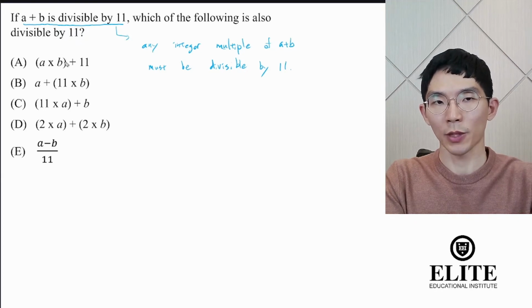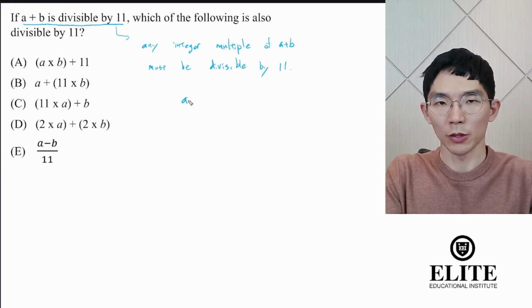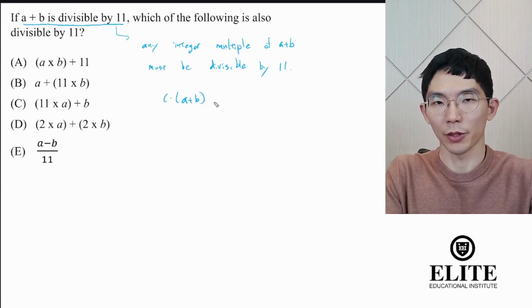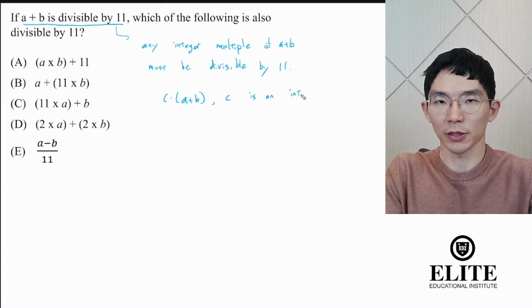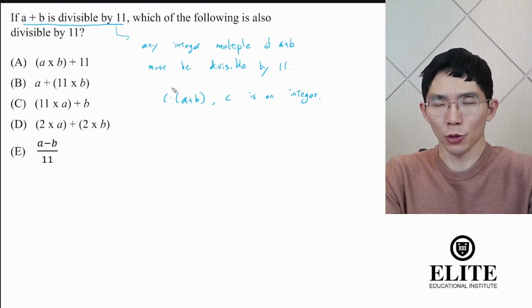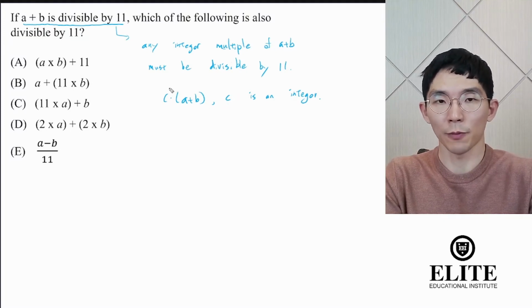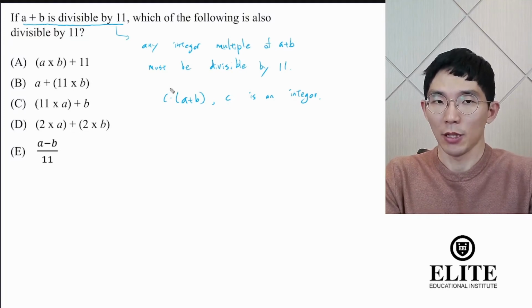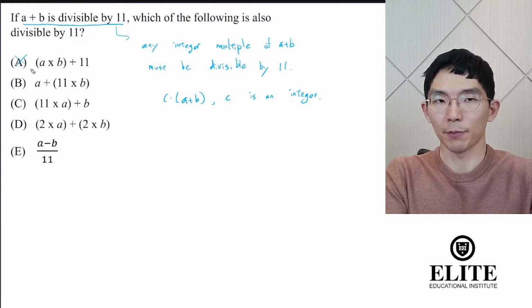So let's start by taking a look at it. A times B plus 11. Does it have anything to do with A plus B? No, because we need something like A plus B times some kind of constant, where the constant C is an integer, because that's how we express an integer multiple of A plus B. Is A times B plus 11 one? Sure, it could be for some specific values of A and B, but not really. So that can't be an answer choice.